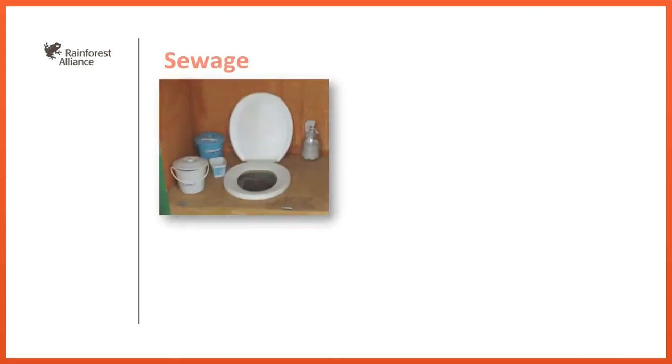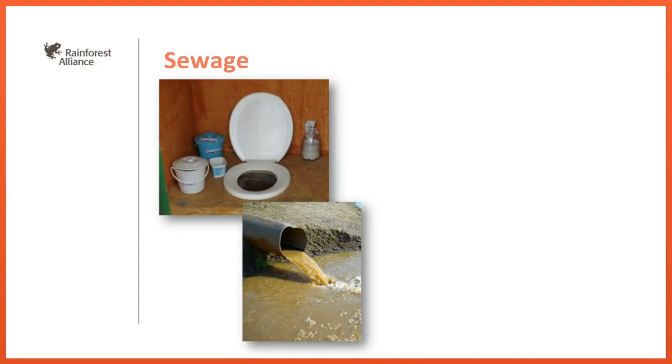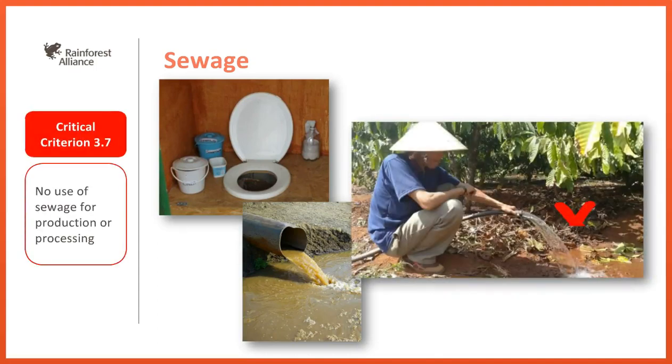Let us understand the criteria on the management of sewage, which is wastewater from toilets. Critical criterion 3.7 requires that sewage is not used for production or processing activities. Sewage contains biological pathogens such as E. coli, which can be extremely harmful to human health and can even cause death. Therefore, sewage cannot be in contact with crop at any moment.